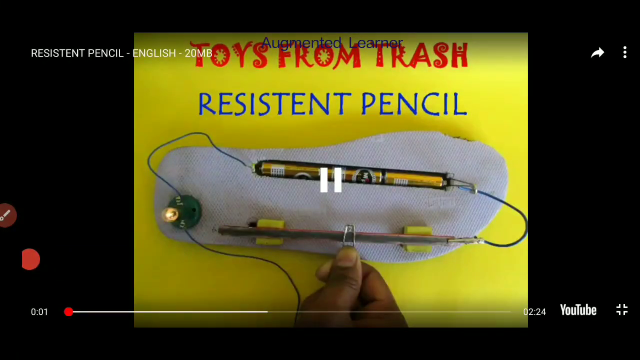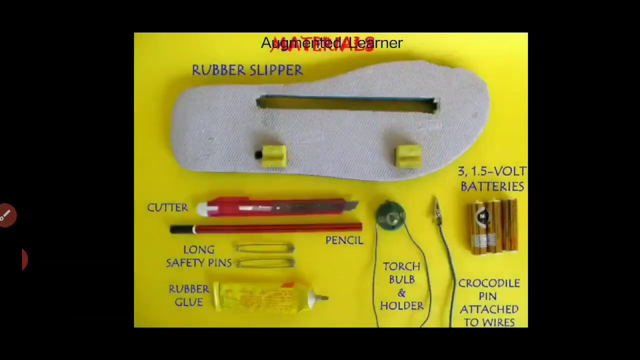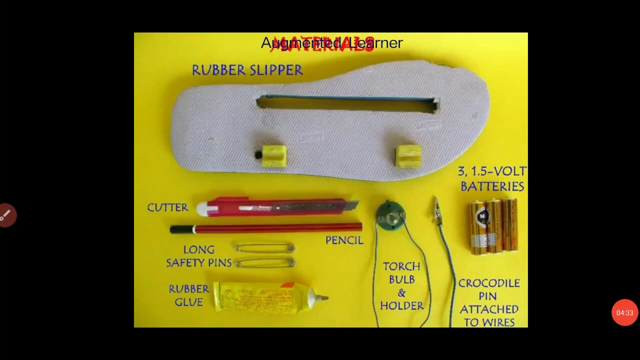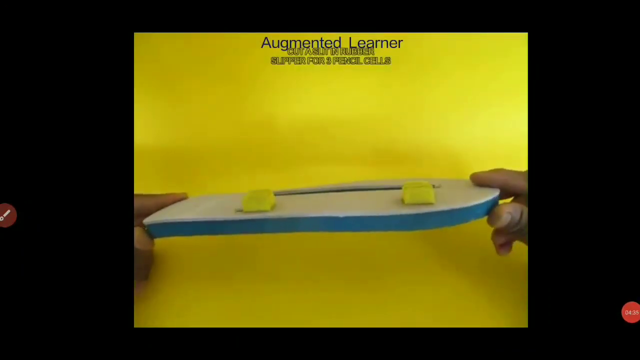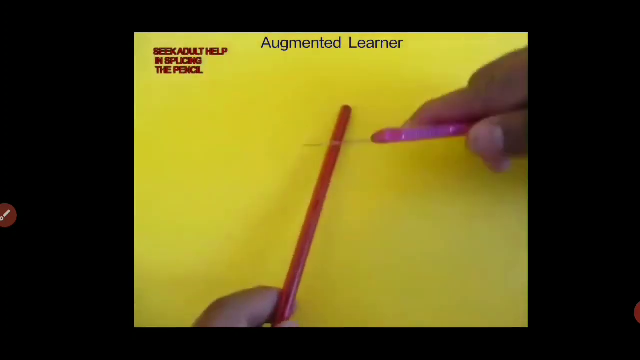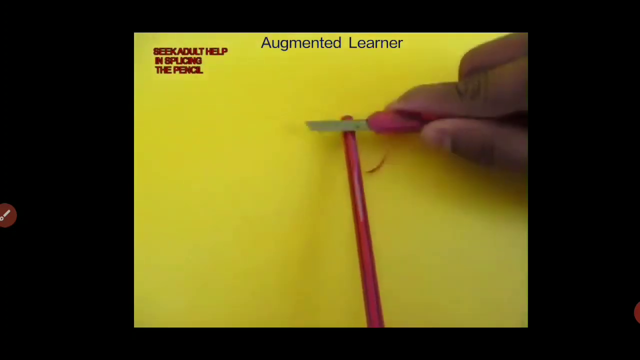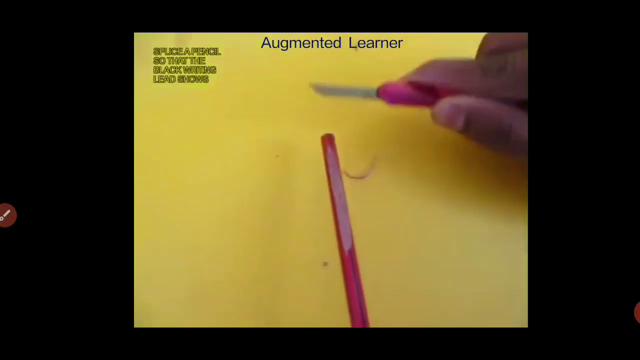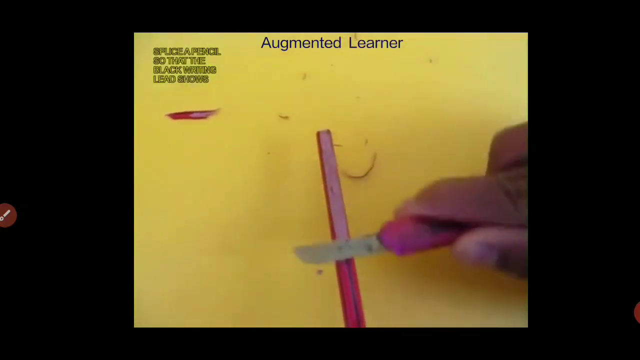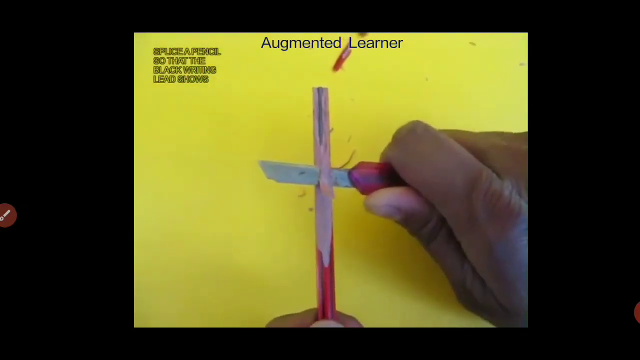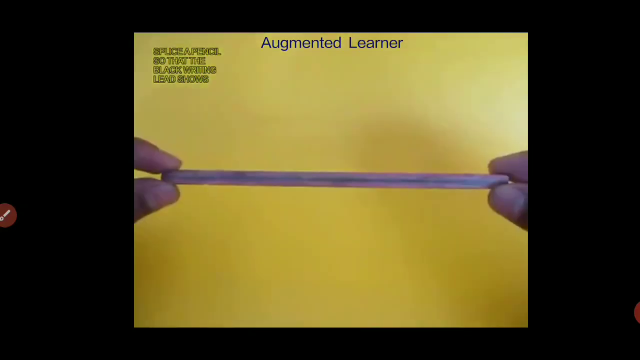It is easy to make this variable resistor. For this you will require a pencil, a bulb holder, and 3 pencil batteries of 1.5 volts. Take a rubber slipper and make a slit for fixing the 3 1.5 volt batteries. Then, with adult help, splice a pencil into half so that the writing lead is exposed. This lead is made of clay and graphite, and this acts like a resistance.